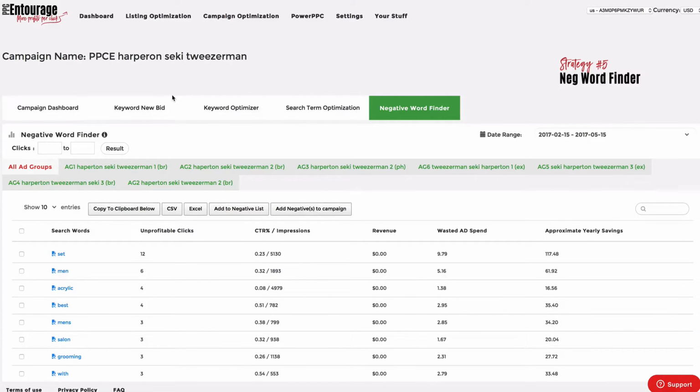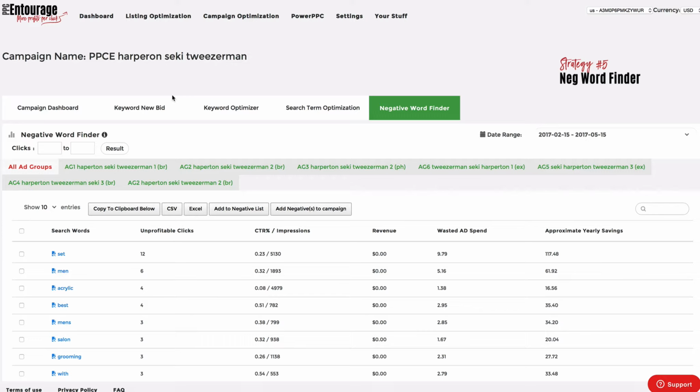All right, the fifth and final strategy is negative word finder. And this again is like pressing the easy button. I absolutely love this strategy. And it came about from one of our beta testers who noticed that the word jumbo was causing him to lose a lot of money.